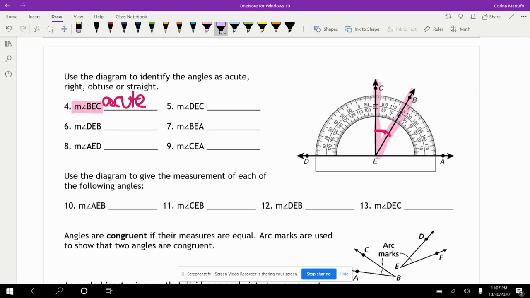Okay, the next part is from D to E to C. From D to E to C, this is exactly 90 degrees. As you can see right here, it does say 90 degrees. So this is a right angle. Okay, next, D to E out to B. This one is more than 90 degrees. So this is obtuse.